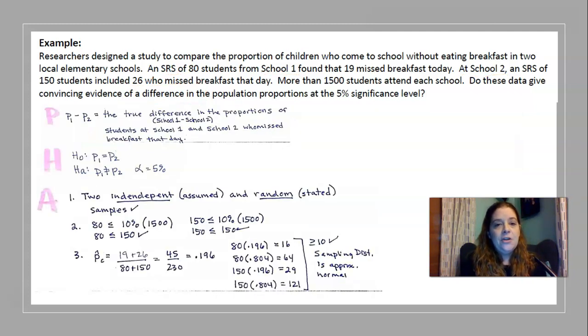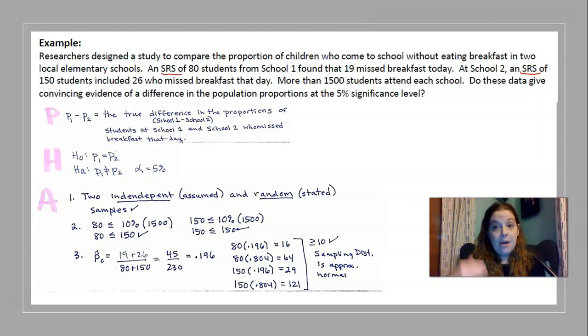All right, so to check our assumptions for conditions, remember we went random, 10%, approximately normal, 2 independent samples, that's assumed, and random, that's stated. Okay, so we do have 2 random samples. We have an SRS and an SRS, and we're assuming that since we took these from 2 different schools, they're independent, they're not talking, like brothers and sisters attend different schools or something like that.